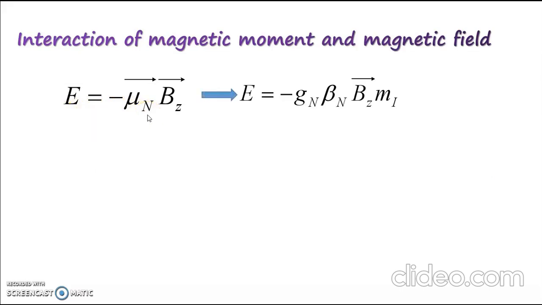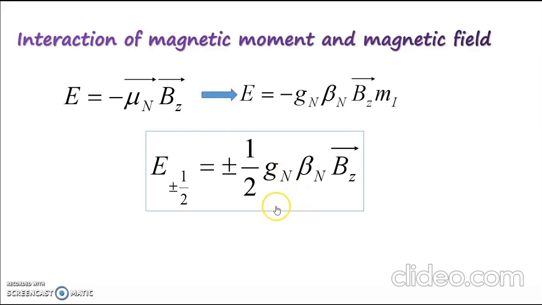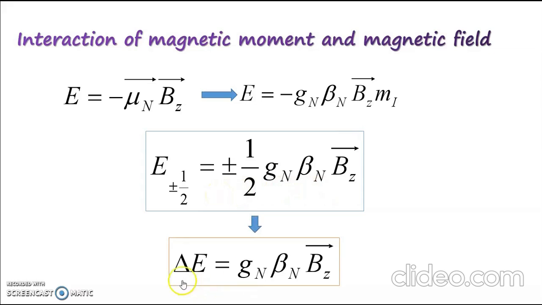Here also there is an interaction of magnetic moment and magnetic field, which is equal to minus mu n times Bz, and here also there are energy levels, with Zeeman splitting in the presence of a magnetic field, and they have an energy difference of delta E equals Gn beta n Bz.